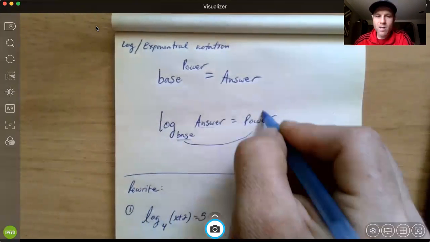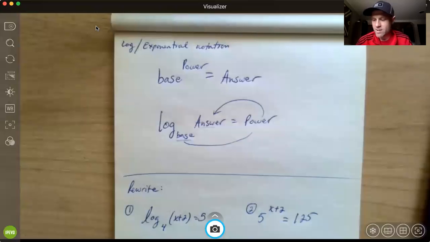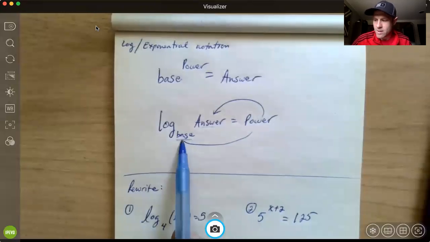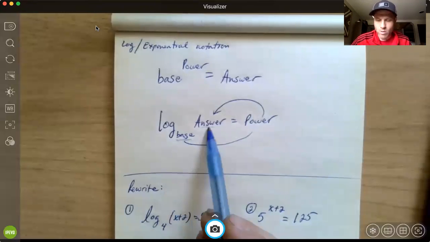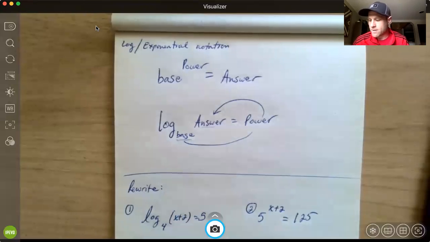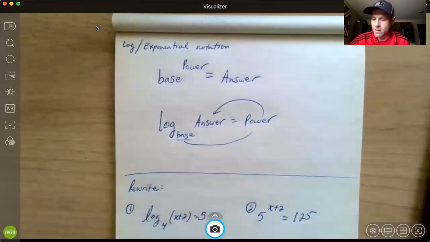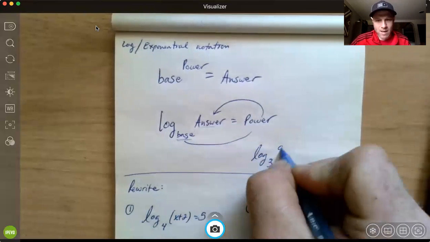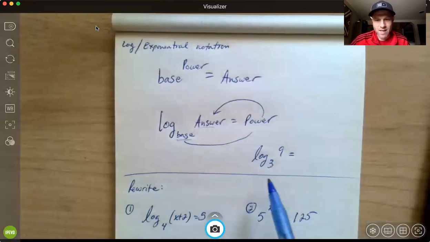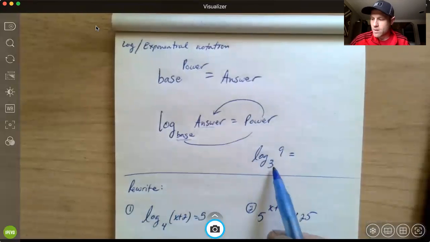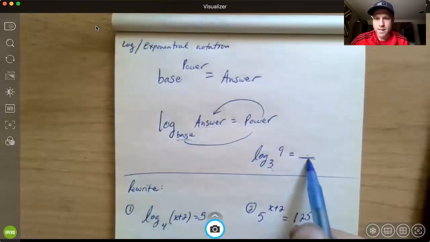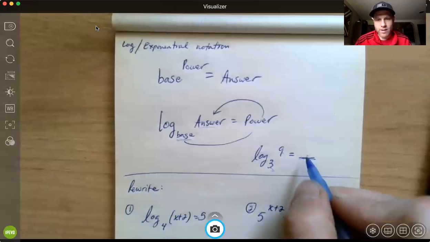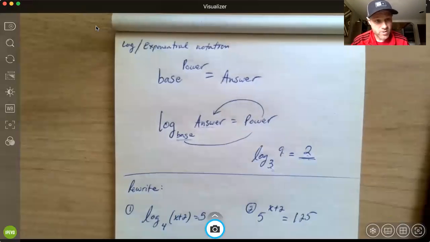So when I read a log in my mind, what I'm sort of configuring is what's the power that I can raise this base to get this answer, right? Whatever it is. So some easy one right here, like the log base 3 of 9. And when I'm reading this, that's how I said log base 3 of 9 means 3 to what power? Like 3 to the what power over here would give us 9, right? So that's how I sort of think it through. So of course it's 2.